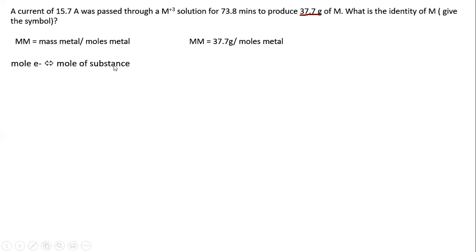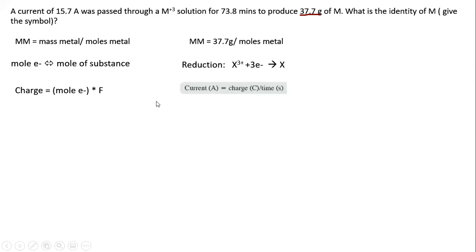So what we do know is the moles of the substance is related to the moles of electrons that were transferred. So if we find the moles of electrons, we can find the moles of substance. And the way we do that is from the reduction half reaction. So 3 moles of electrons produce 1 mole of the metal. Now to find the moles of electrons, we got to use this equation where the charge equals moles of electrons times Faraday constant. So again, moles of electrons is equal to the charge divided by the Faraday constant.